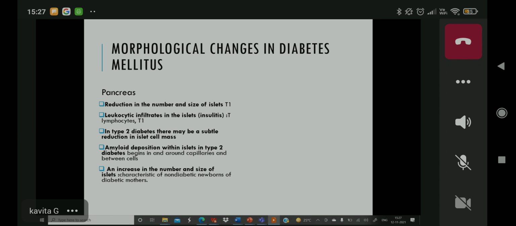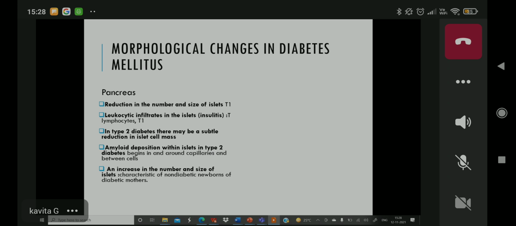Now we quickly go on to the morphological changes. See, what do you expect? In the pancreas, in type 1, your islets are going to be reduced in size. Cells themselves are going to be reduced in number. Since type 1 is an autoimmune disease, you will find lymphocytes in the neighborhood as well. In type 2, there would be a reduction in islet cell mass, but beware. In type 2, it can also be that in the compensatory phase, there would initially be an increase and then there's a subsequent reduction.